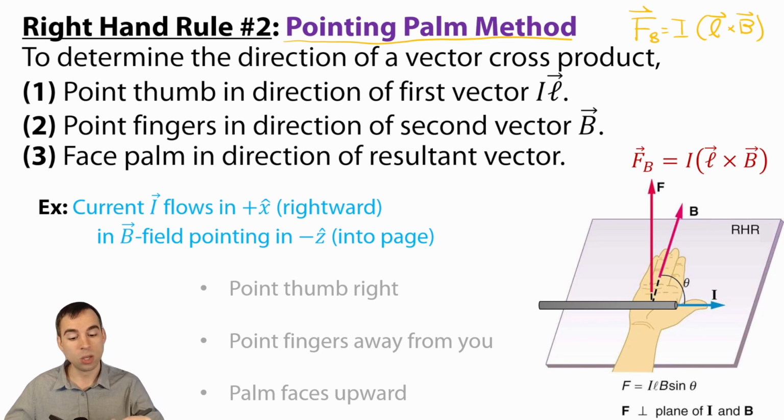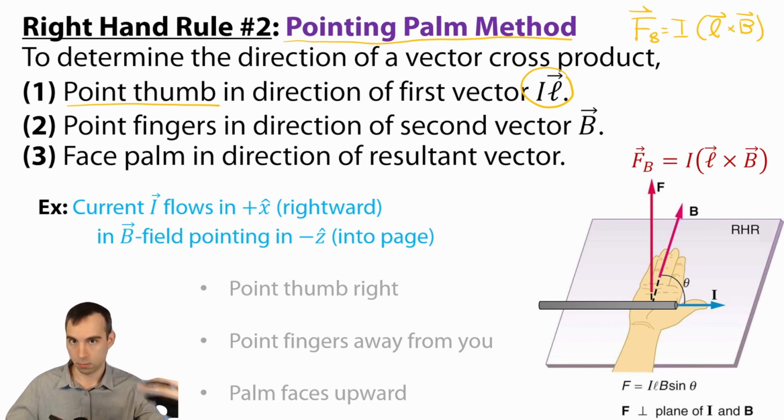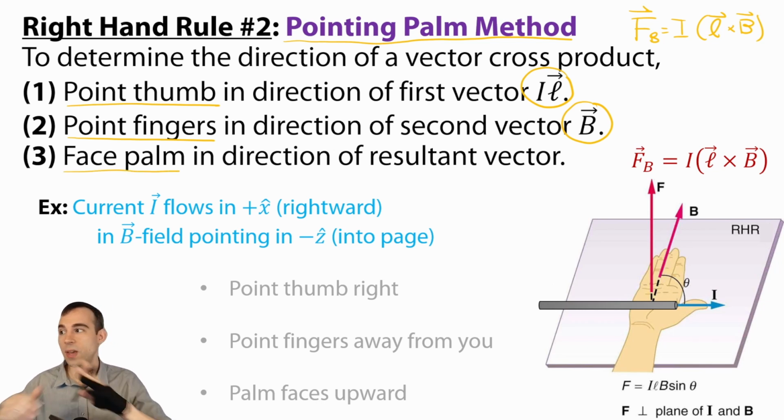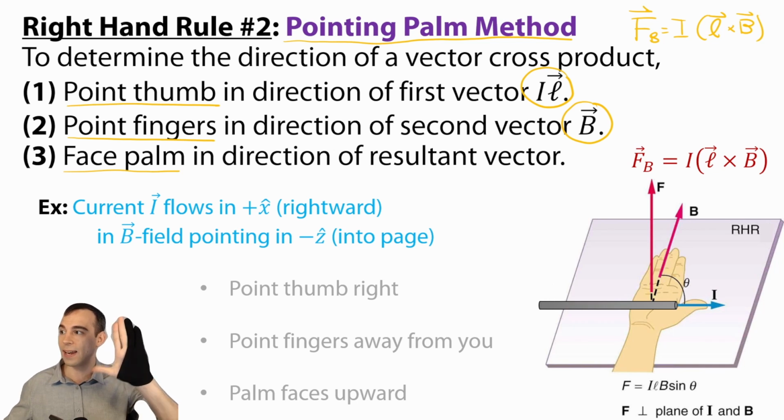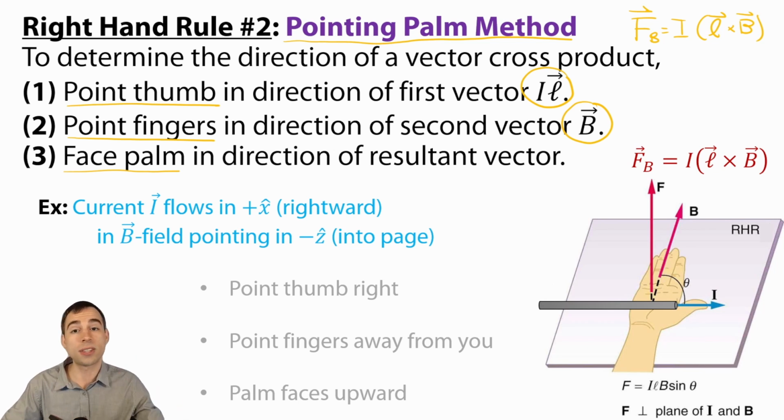Step number 1, you will want to point your thumb in the direction of the first vector. In this case, that's the current IL vector. L is a length that runs along the direction of the current. Then you will point all of your fingers in the direction of the second vector. In this case, that would be the magnetic field at that point in space. And finally, you will keep all of your fingers together and your thumb flat so that your palm, depending on how you rotate it, will open up in the direction of the resultant vector.